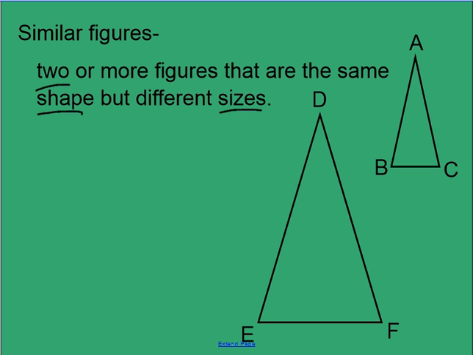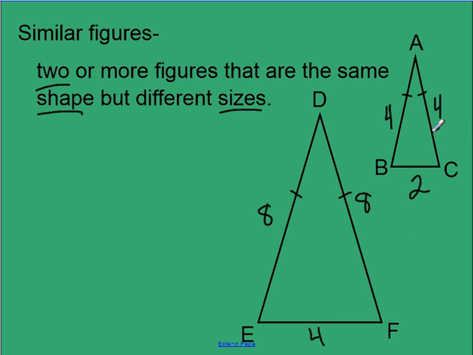Okay, and with similar figures, all of the side lengths are going to be different. Let's say this is an isosceles triangle, so these two sides are congruent. Let's say that side's 4 and that side's 4 and this side down here is 2. When you make that shape bigger, keep the shape, increase the size, you're still going to have an isosceles triangle with two equal sides. And let's say this time that the side lengths are 8, 8, and 4.